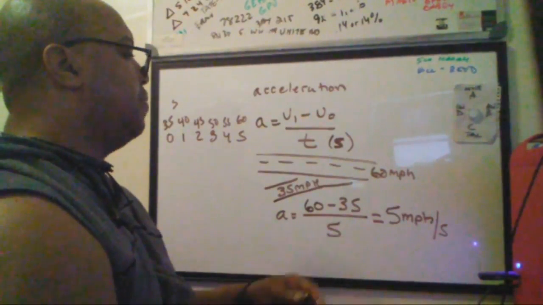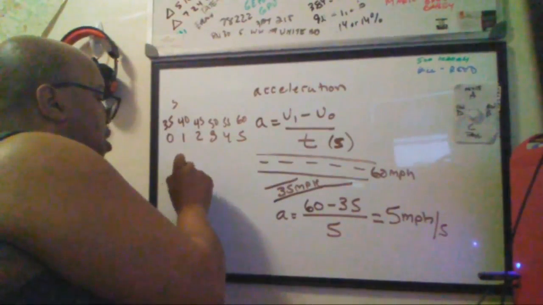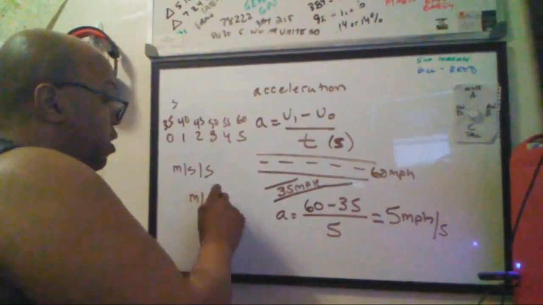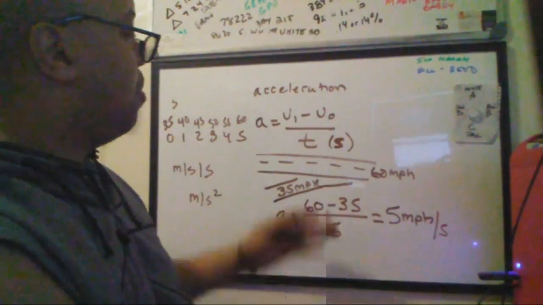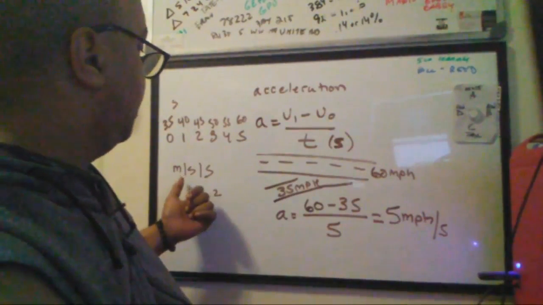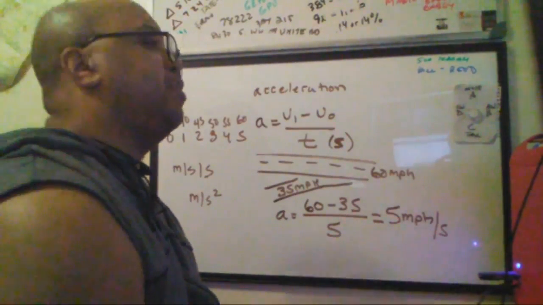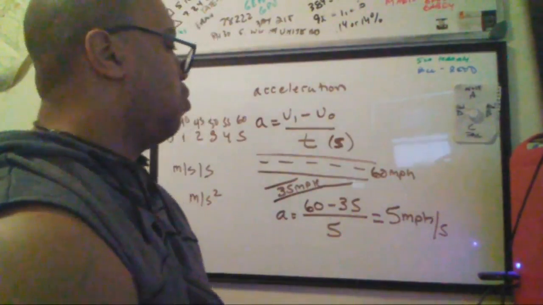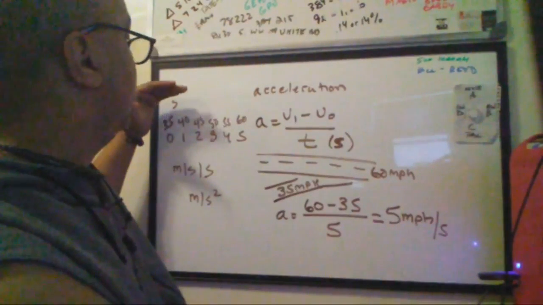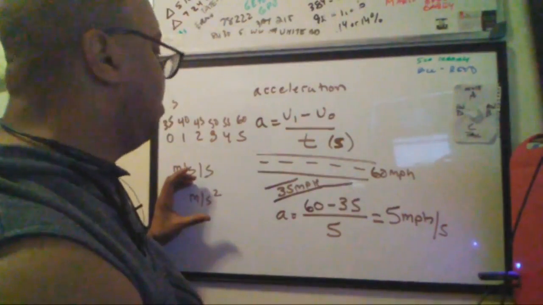But typically, on the test, you will be dealing with meters per second per second. What we say is meters per second squared. So miles per hour per second is just like saying meters per second, but we break it down into meters per second squared when we're dealing with the metric system. Miles per hour is the British, or what we call the U.S. customary system, and in the metric system, we're dealing with meters per second.